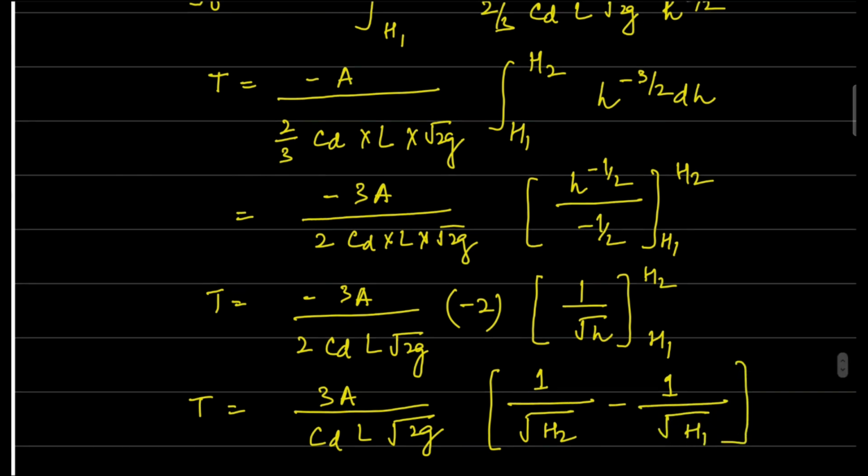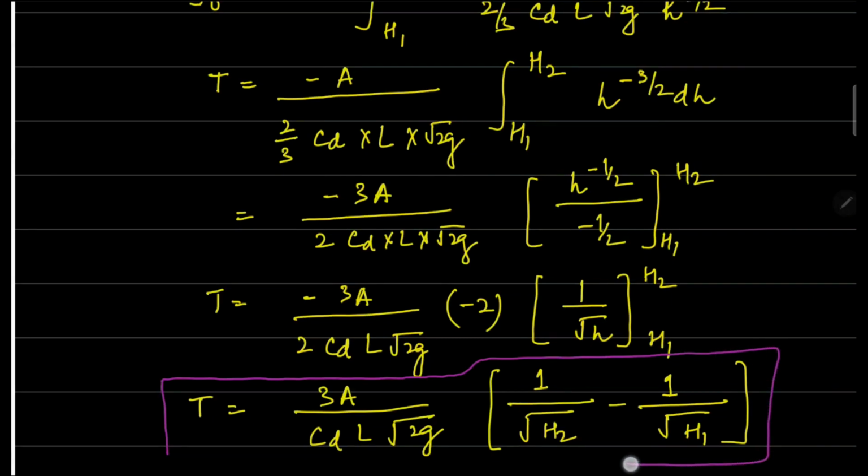So the final equation we were looking for, emptying a tank, will look like this one, where the capital T is the time taken when the reservoir is reaching from position of h1 to h2. And similarly, if we go for the derivation of the emptying of a reservoir having a rectangular notch, we can also derive this equation.